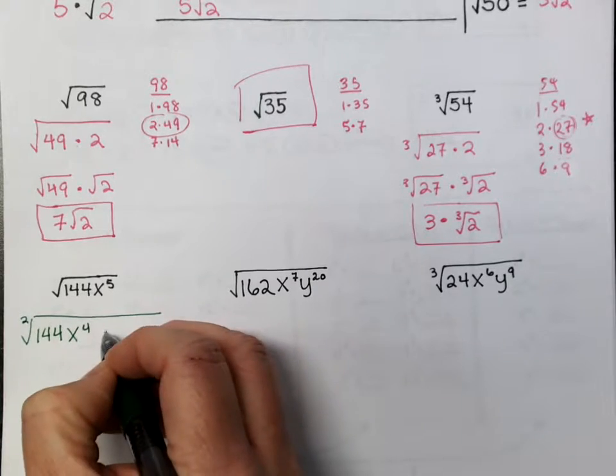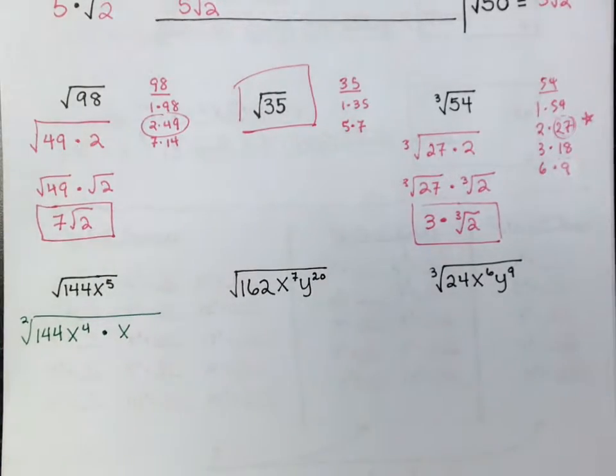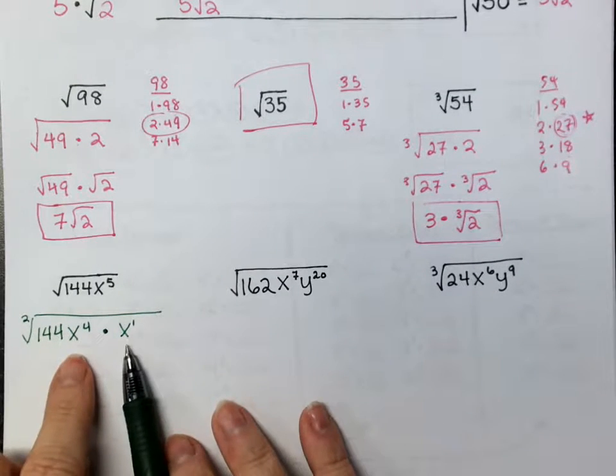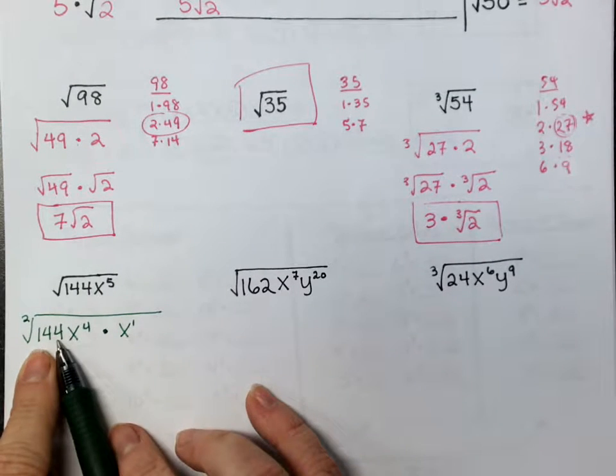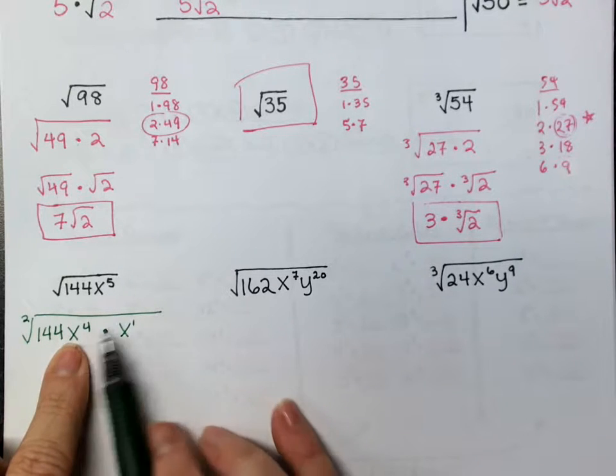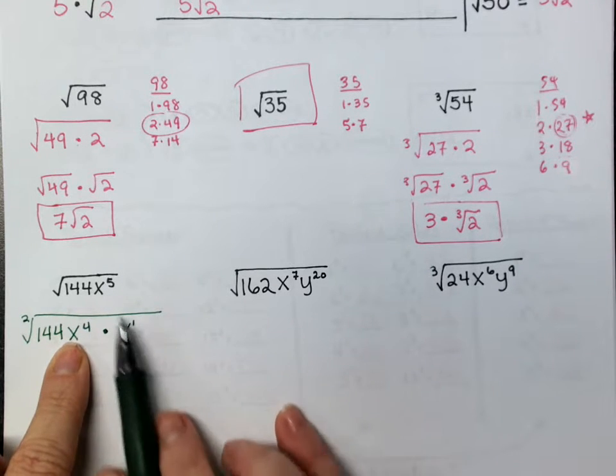Way over here, but on this side, there's your leftover x. Now that's technically x to the 1, right? So before you move on, check that you didn't change the value. 144, perfect square, is on the left. X to the 5th, not a perfect square, so x to the 4th times x to the 1, product rule, 4 plus 1 is 5.